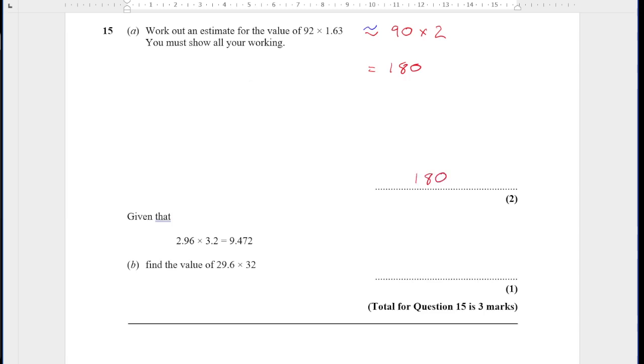And then given that 2.96 times by 3.2 is 9.472, find the value of. So I mentioned this briefly earlier. If you look, we've got 3 decimal digits here, which creates 3 decimal digits here. So we're going to have the same digits because we've got the same numbers. So 9472. And then we've only got 1 decimal digit here, so we'll only have 1 in our answer. So 947.2.